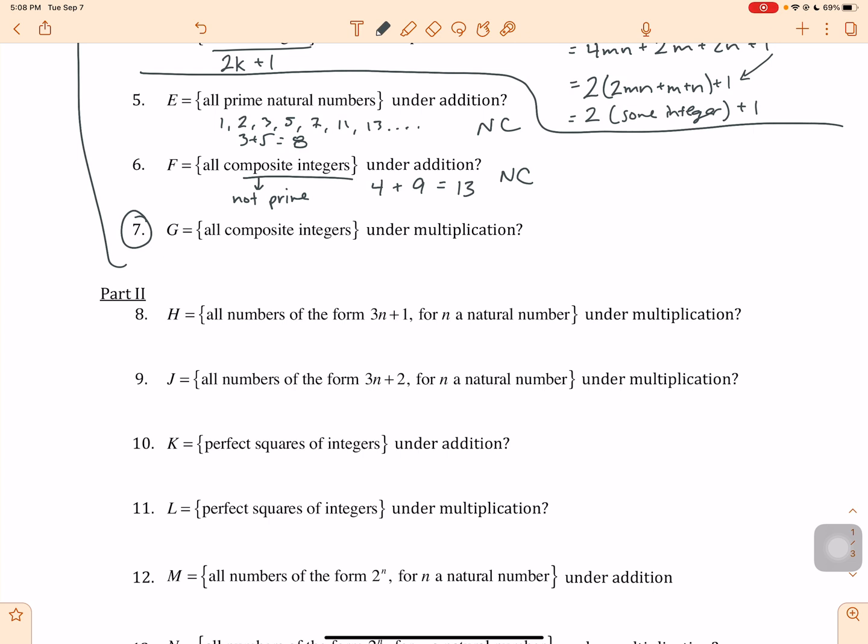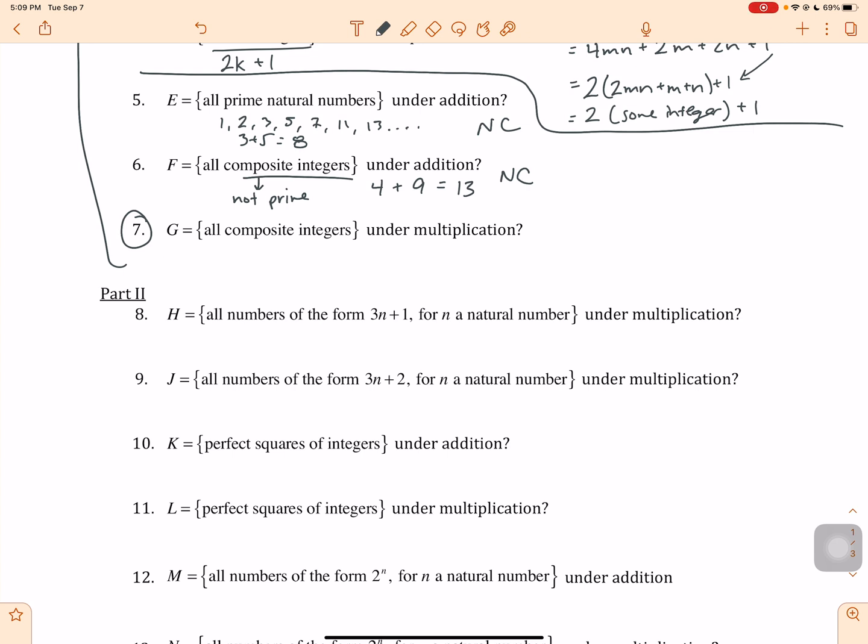But 7 actually does end up being closed. So whenever we multiply composite integers under multiplication, you want to think composite integers means it has factors other than itself and 1. And if we multiply 2 integers together, we're just giving them more factors, basically, right?